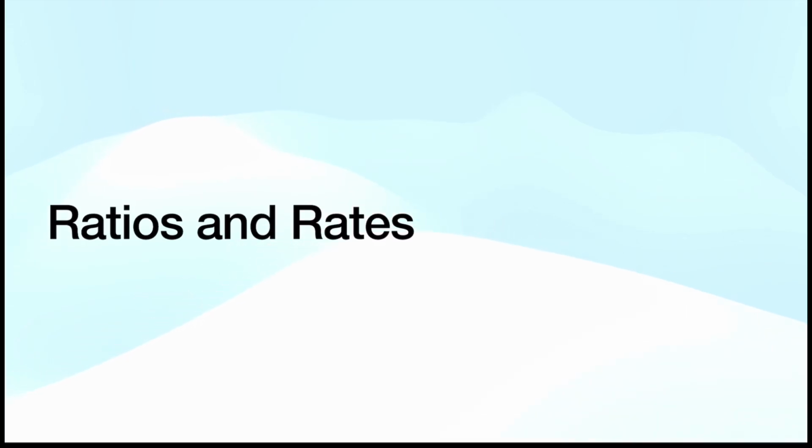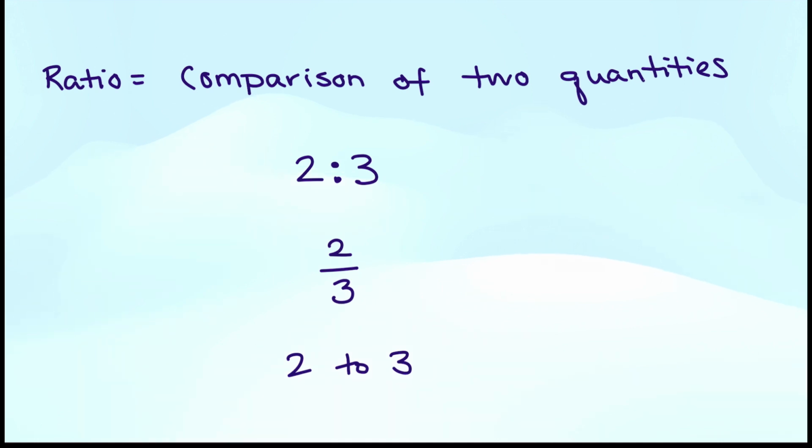This video is going to discuss ratios and rates. A ratio is just a comparison of two different quantities or two different numbers. We can write ratios using colons, so 2 to 3. We can write them as fractions, 2 to 3, or we can write them in words, 2 to 3.